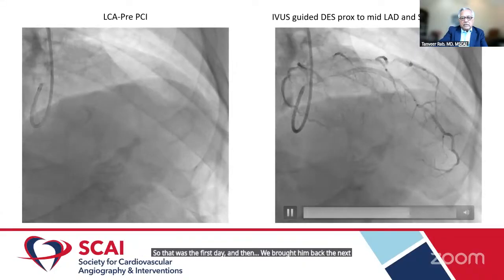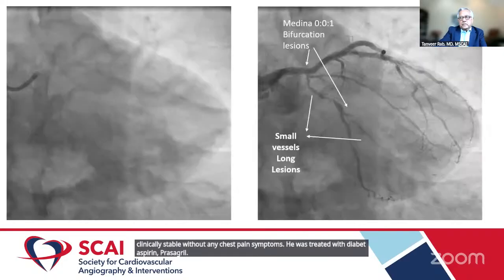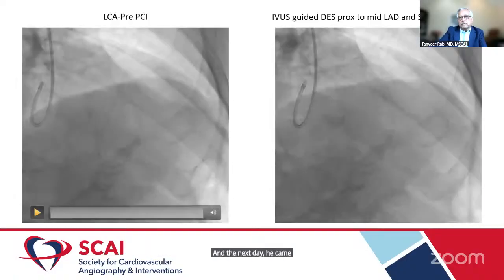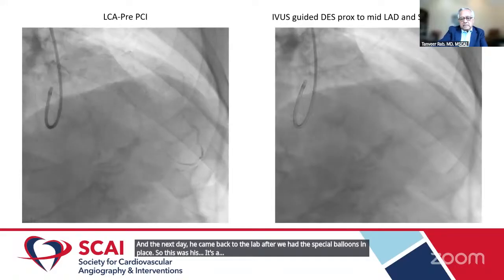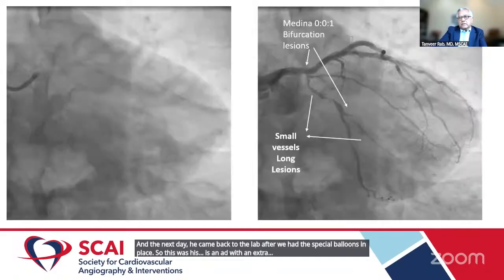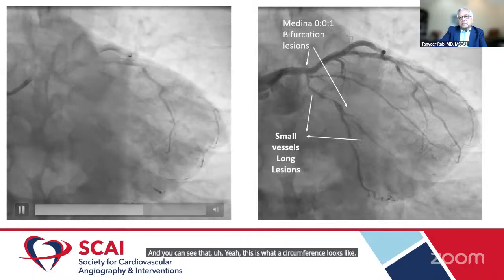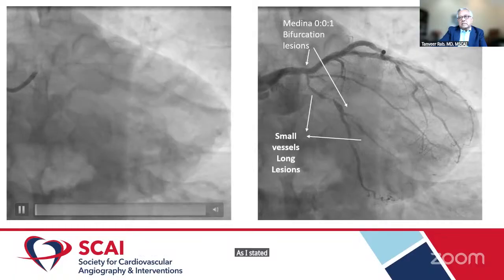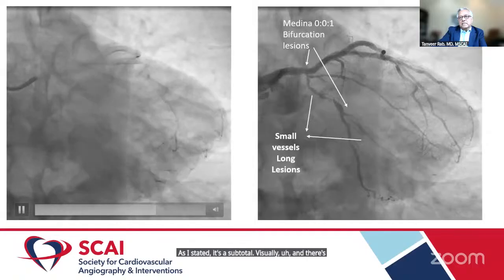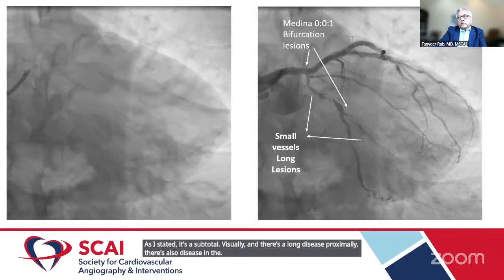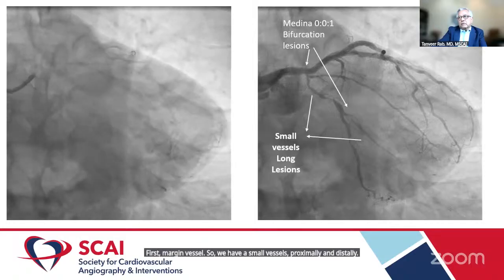He was clinically stable without any chest pain symptoms. He was treated with DAPT with aspirin and prasugrel. The next day he came back to the lab after we had the special balloons in place. So this was his anatomy the next day, and you can see what his circumflex looks like. His second marginal vessel is, as stated, subtotal distally, and there's long disease proximally. There's also disease in the first marginal vessel. So we have small vessels proximally and distally, and we involve two bifurcations.